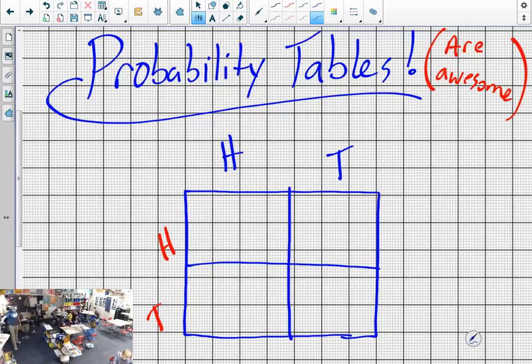This column shows getting a heads on the blue coin. This column shows getting a tails on the blue coin. This row shows getting a heads on the red coin. This row shows getting a tails on the red coin.